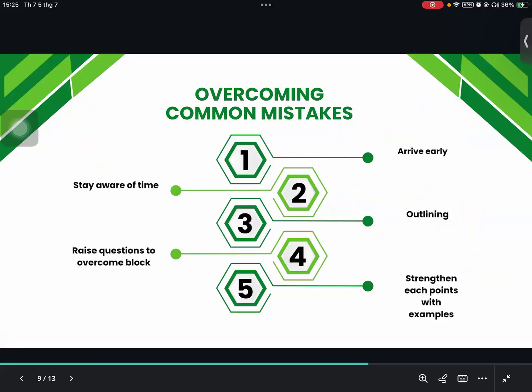So to overcome these mistakes, I think there are a few strategies that you can employ. First, remember to arrive early. Being early at the exam may reduce your anxiety because you have more time to prepare. And by staying with the invigilator, you don't fear any risk regarding the exam, like missing some documents or logging in with the wrong password.